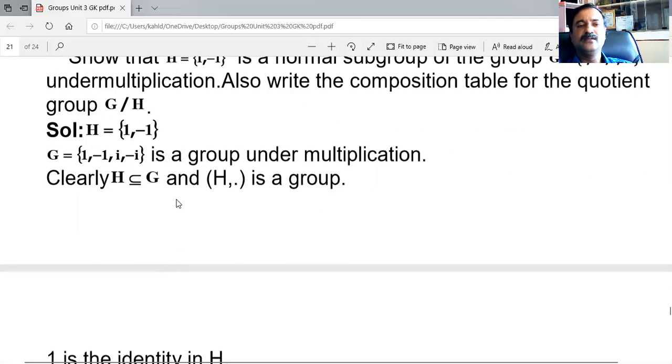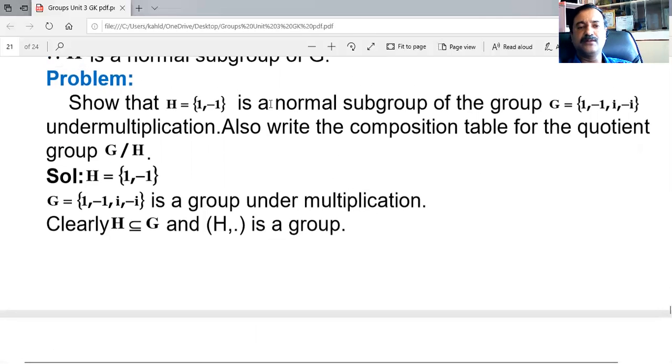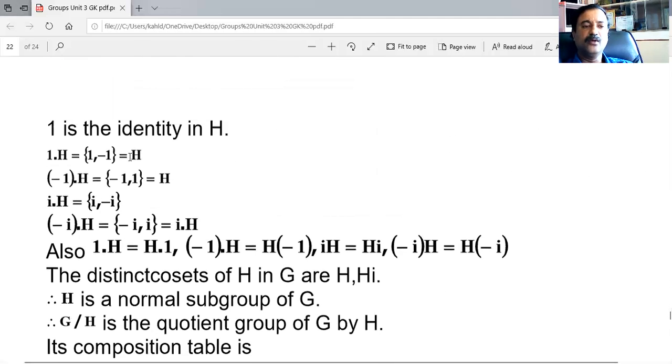Is it right? Then what do we want to prove? H is a normal subgroup. We have proved only the subgroup. Now we want to prove normality. What is the normality condition? Now, 1 is the identity in H. Is it right? It is very clear in the multiplicative group.